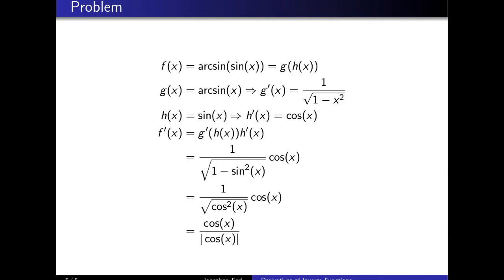So from our chain rule, we'll get 1 over the square root of 1 minus sine squared of x, times cosine. But 1 minus sine squared is cosine squared, and we're taking the square root of that, so we'll get cosine divided by the absolute value of cosine.